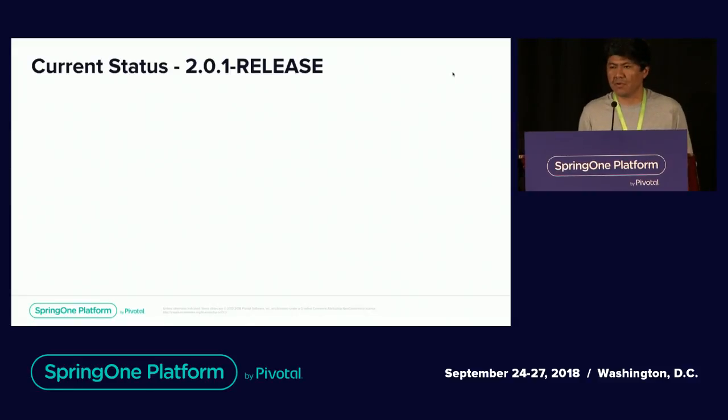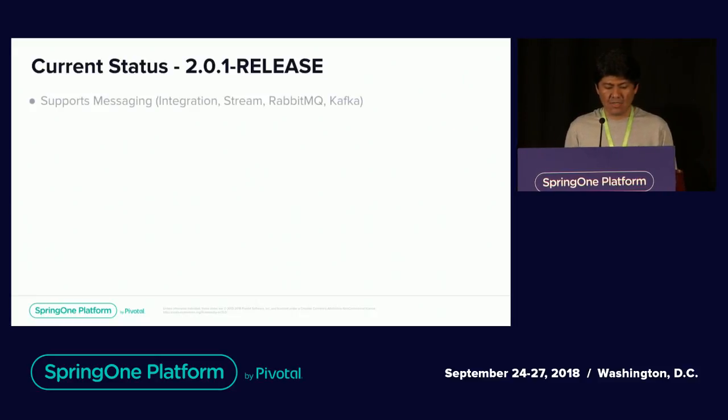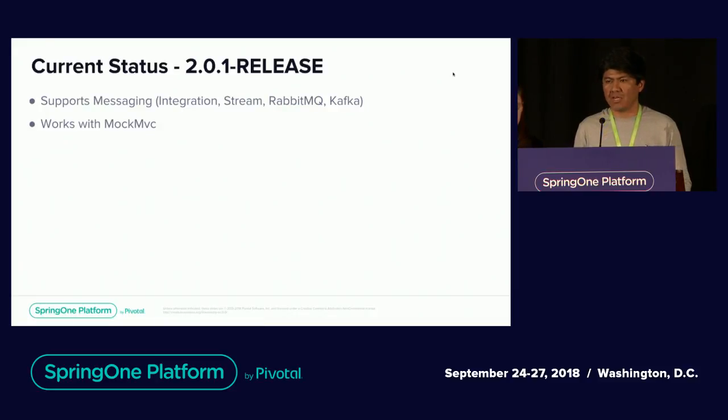Okay, as we saw during the demo, we have seen the integration with HTTP and with messaging using RabbitMQ. So the current status of the project in version 2.0.1 is that it supports messaging with integration with Spring Cloud Stream, with RabbitMQ, and also with Kafka. It works with MVC, so if you already have tests with MockMvc, you can use the WireMock DSL. There is a section in which you can add validation and matchers with MockMvc.